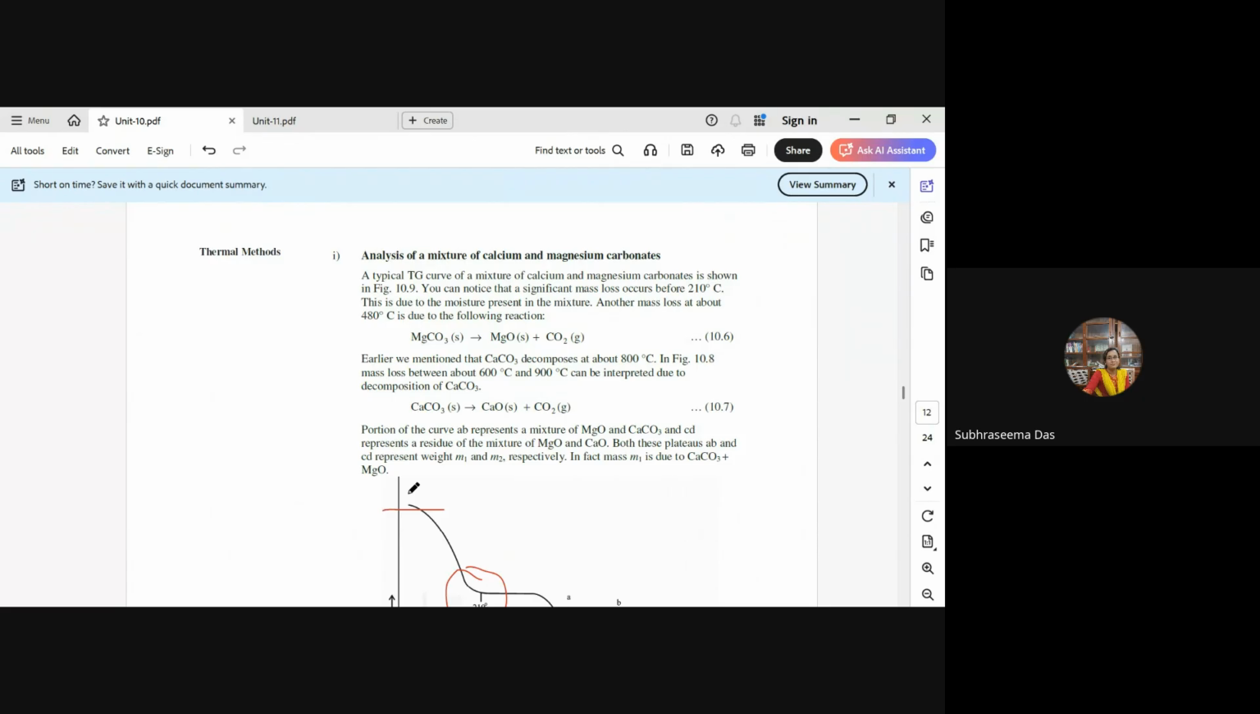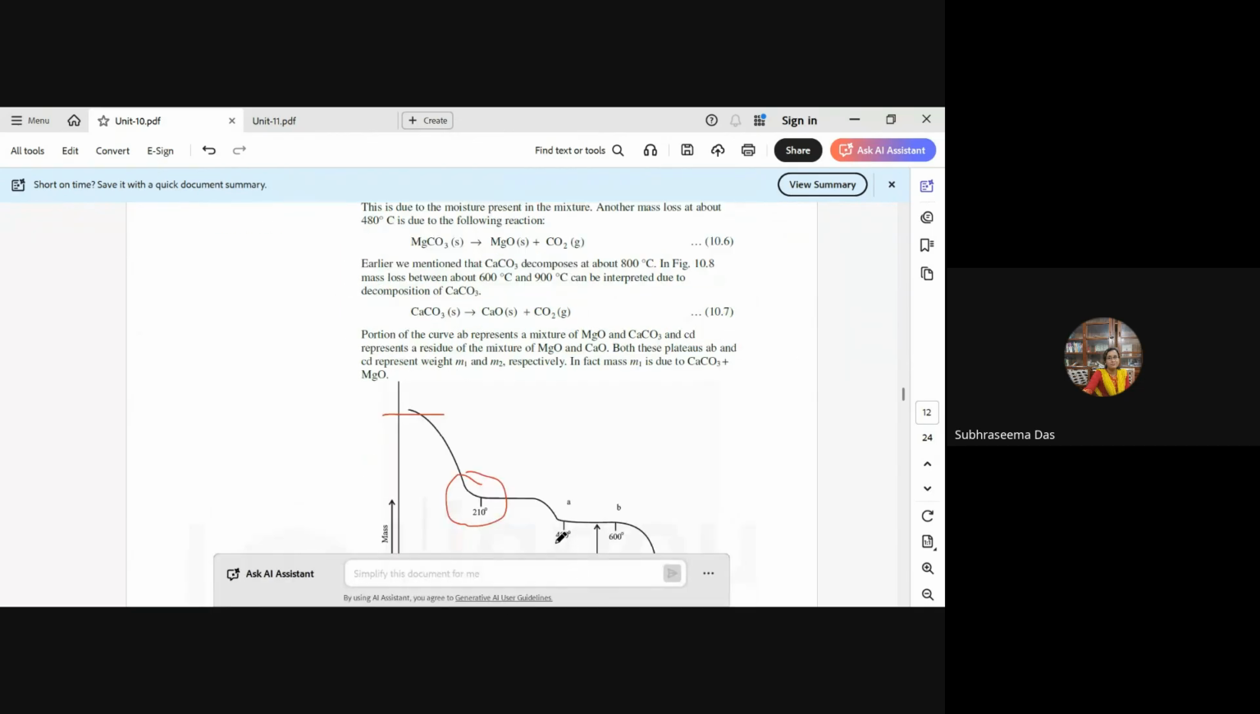This is due to the sample being heated beyond 100 degrees up to 150 degrees, where the moisture is lost from the sample. Then the second mass loss occurs at around 400 to 480 degrees centigrade. What happens here is the magnesium carbonate breaks down to form MgO plus CO2.